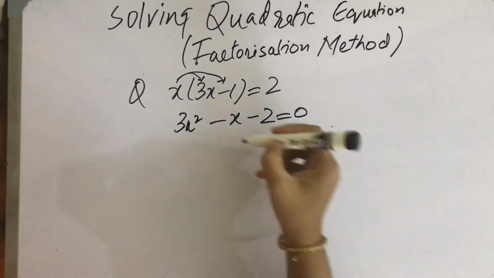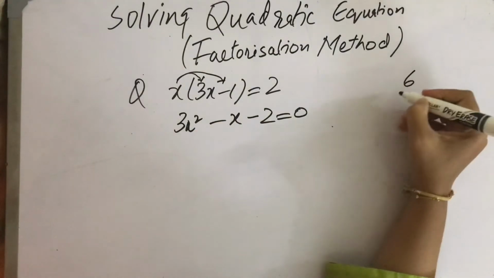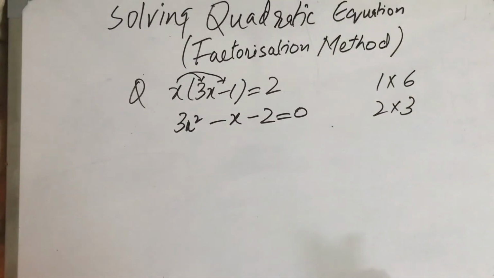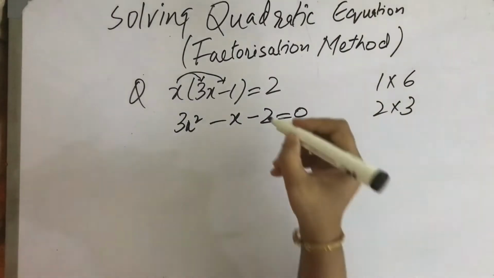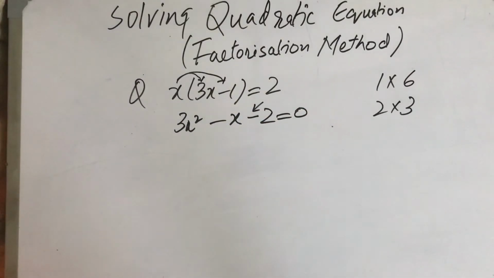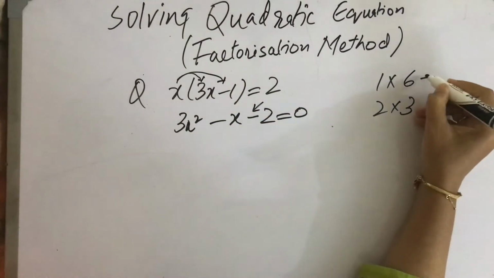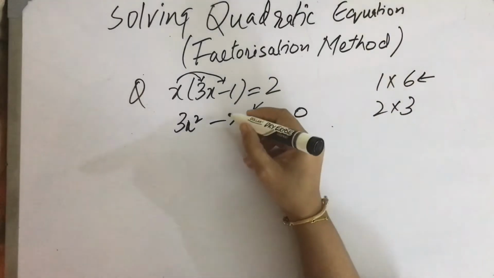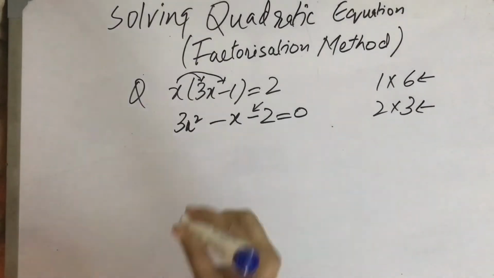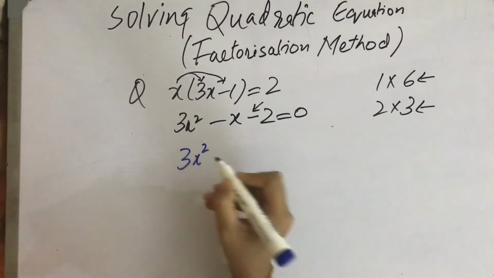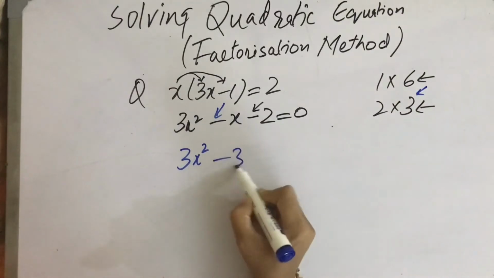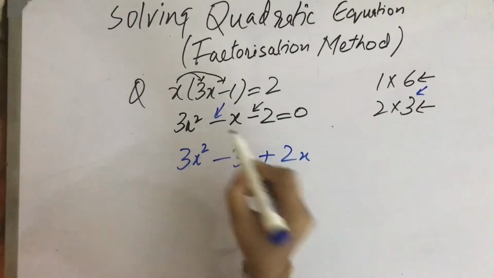Now we have to make the factors of 3 times 2, which is 6. The factors of 6 are only 1 and 6 and 2 and 3. This sign is negative, so we have to subtract the factors. Definitely when we subtract 1 from 6 we don't get 1, we need 1 here. So when we subtract 2 from 3 we will get 1. I shall have 3x square as it is. The bigger factor will have negative sign. Minus 3x plus 2x will give me minus x.